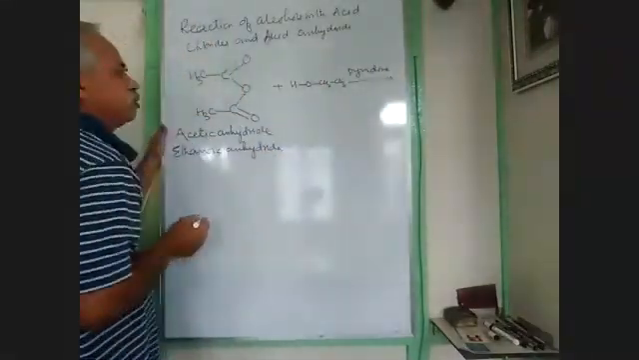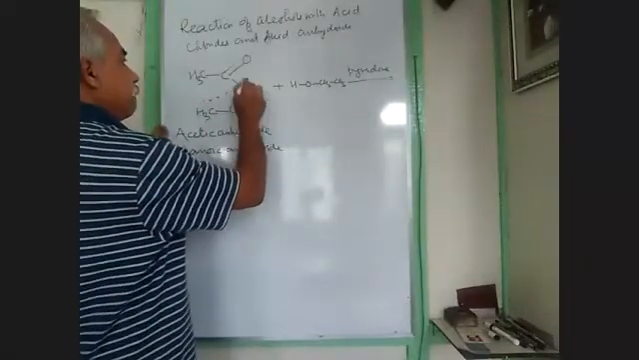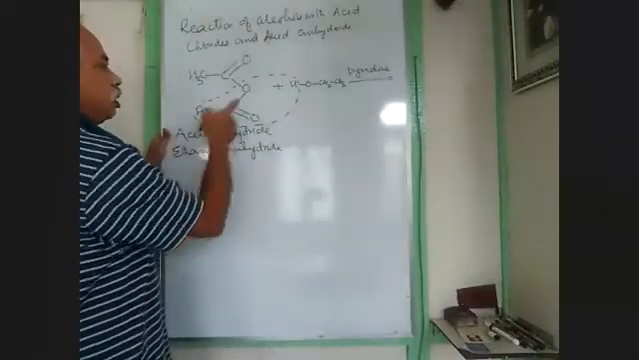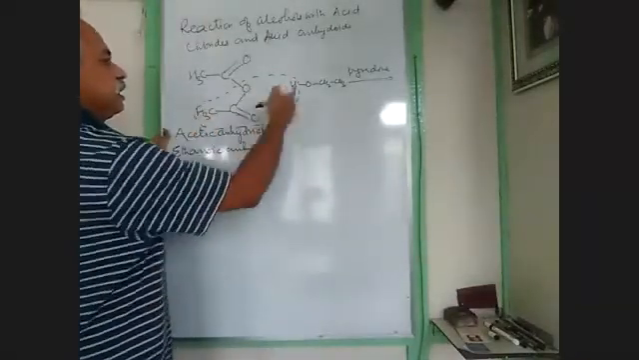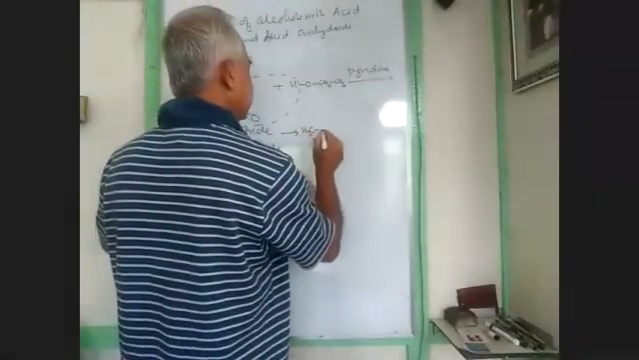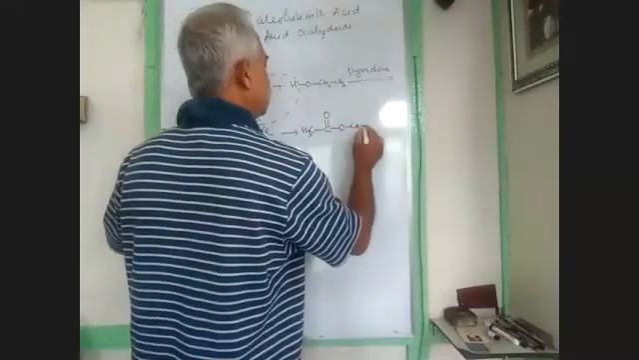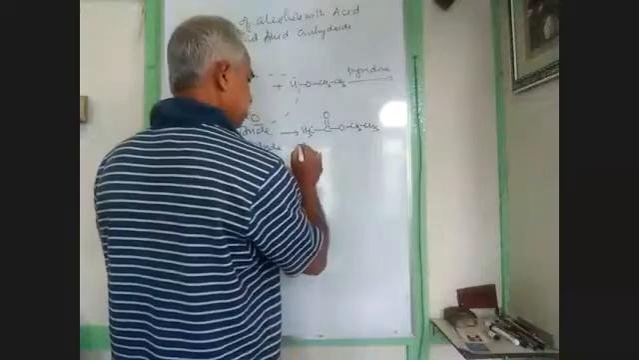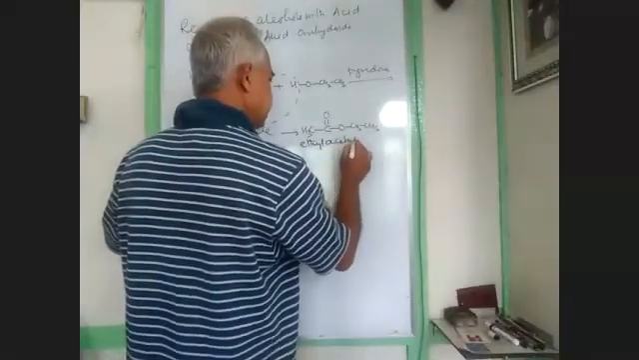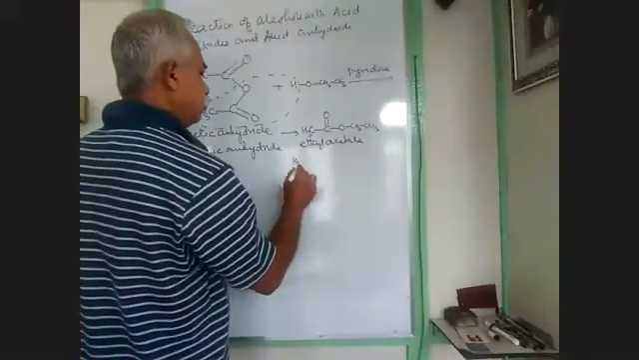In that case, what is going to happen? See here. This will go out. So if H joins here, you will get acetic acid and this will go here. So what are you going to get here? CH3COOCH2CH3. You will get ethyl acetate.